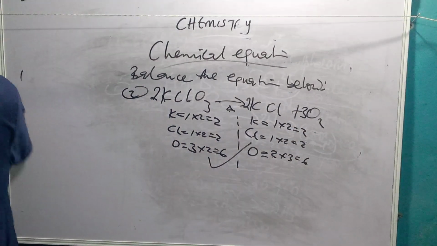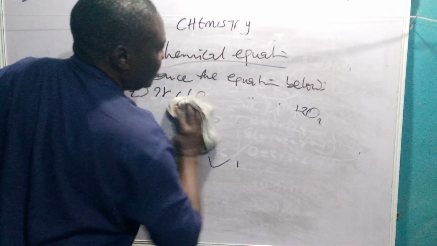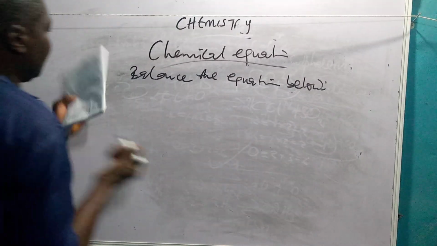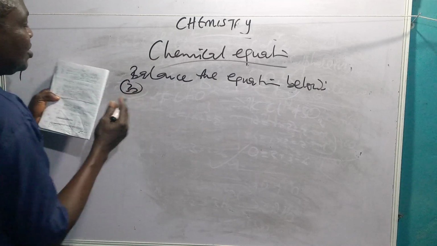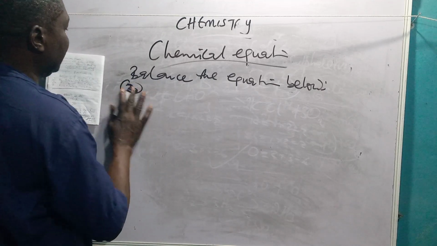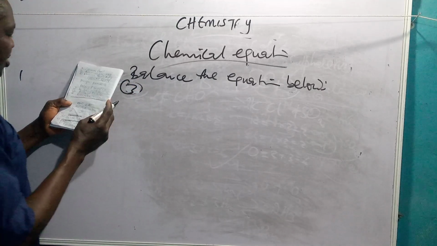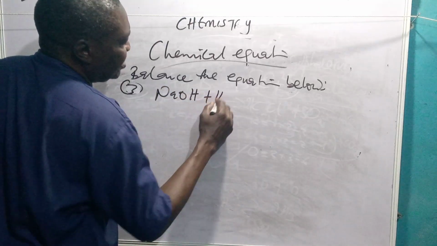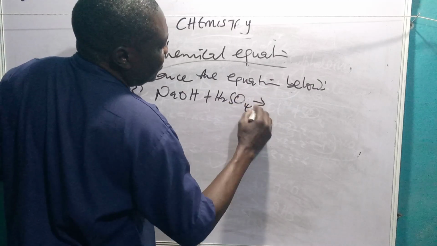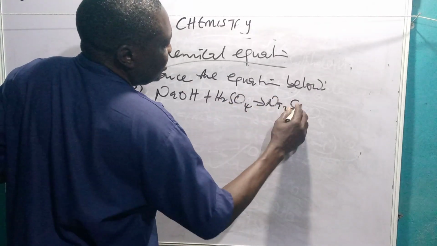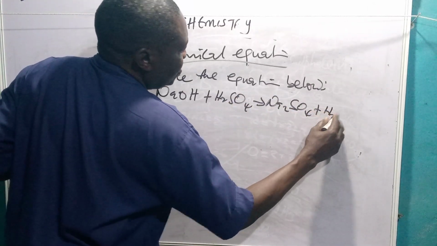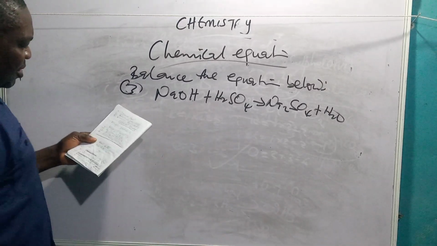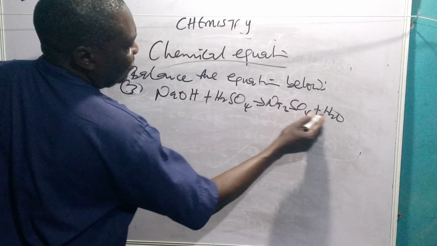Then let's do the one that involves a combination reaction, any one we are comfortable with. And in theory, remember, you can use other methods. Several tests will give you different methods of balancing chemical equations. Let's use the neutralization reaction: NaOH plus H2SO4 to give you Na2SO4 plus H2O. You see it? NaOH plus H2SO4 gives Na2SO4 plus H2O.